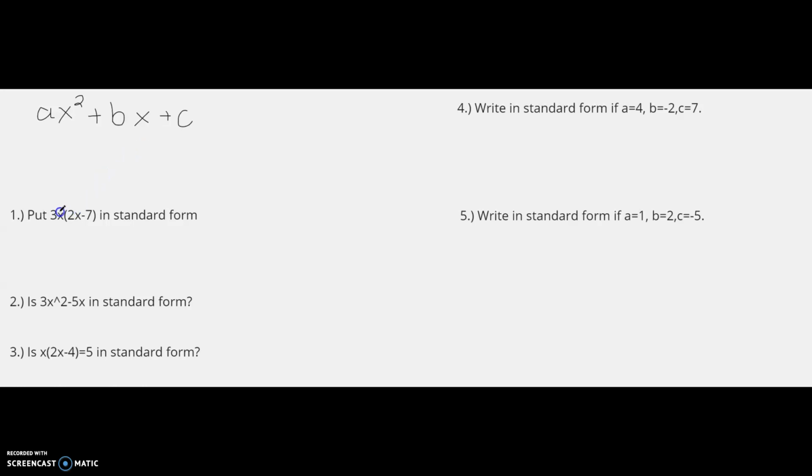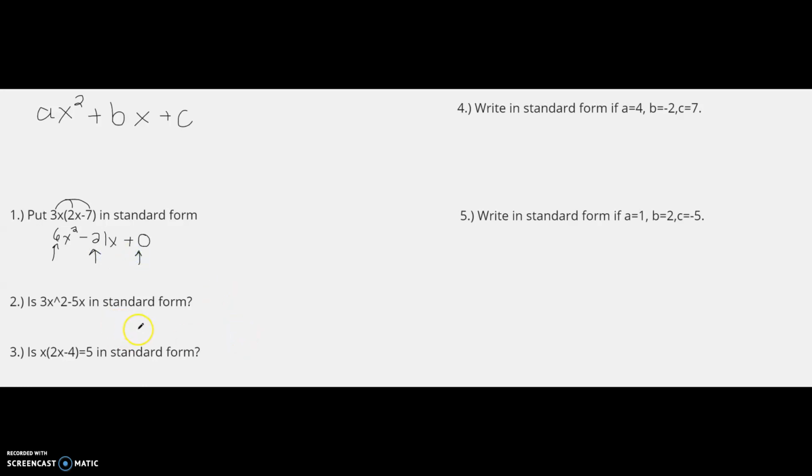So on number 1 here, we're going to put 3x times (2x minus 7) into standard form. In order to do that, we need to distribute the 3x. 3x times 2x is 6x squared. 3x times negative 7 is negative 21x. And then we are essentially in standard form. There is no c, there's no constant, so we could put a 0 here and we would say a is 6, b is negative 21, and c would be 0.